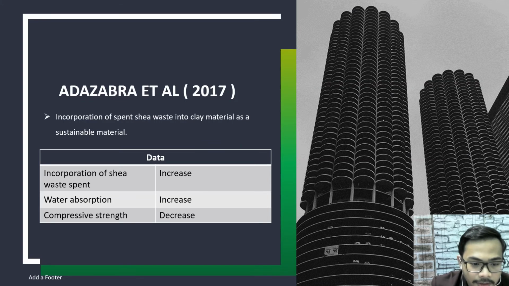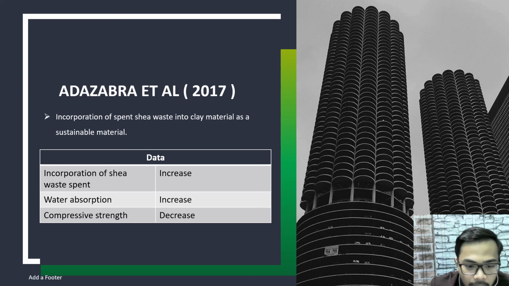The next is Adazabra 2017, the methodology in incorporation of spent coffee waste into clay materials as a sustainable material. The need of effectively disposing spent waste has led to its addition in brick compositions. The chemical components, mineralogy, composition, and the thermal behavior of both the clay materials and the depleted residue were internally tested.